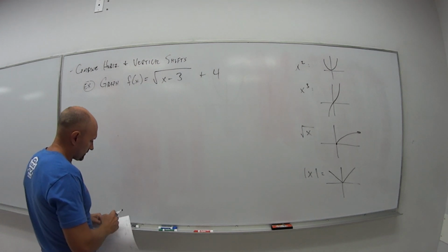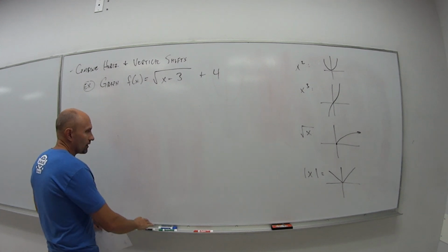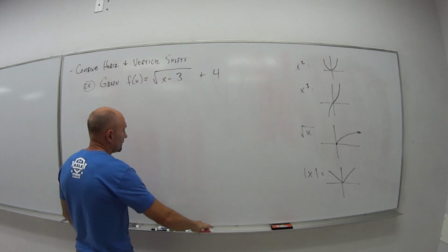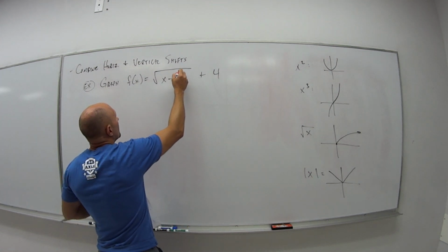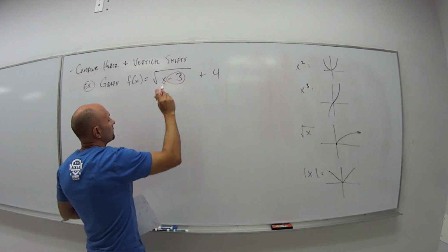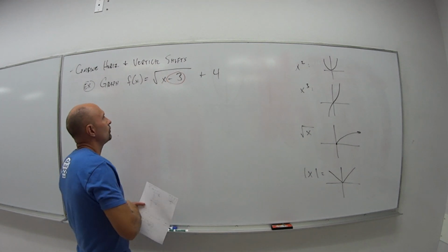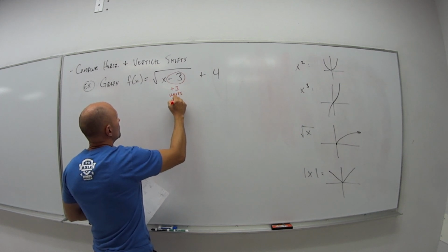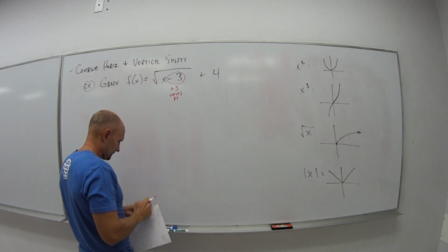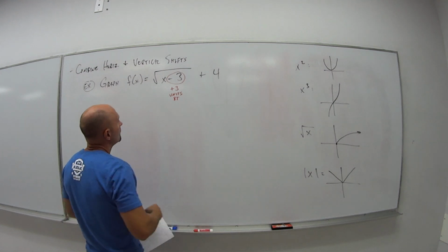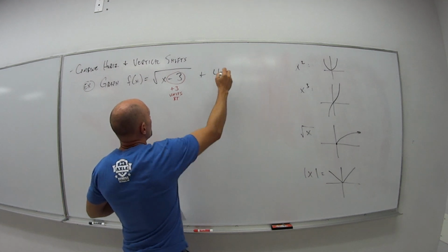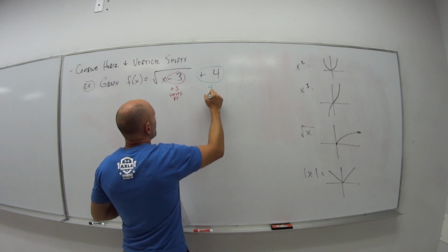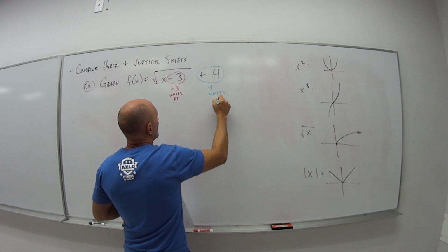So let's look at what's happening here. First of all, our base function is square root of x, so we know it's going to look like that rocket. We have the minus 3 inside, horizontal, opposite. So this means this is going to be plus 3 units to the right. And then plus 4, well that's on the outside, so that's my vertical shift. So this is 4 units up.